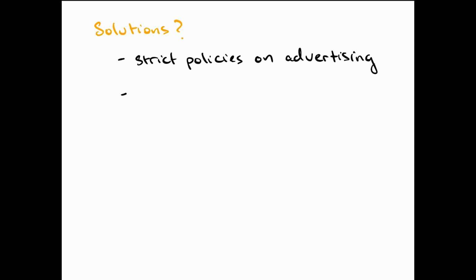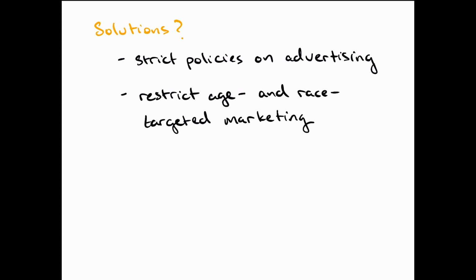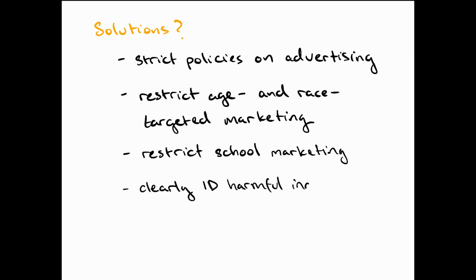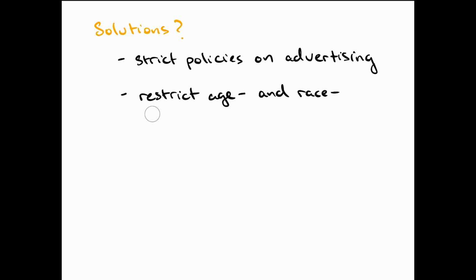So we know that diseases are caused by poor behaviors, in this case, a habit of smoking. So what are some solutions in this case? Well, we need stricter policies controlling how harmful substances like tobacco and alcohol are allowed to be advertised. We need to restrict race-targeted and age-targeted marketing, as nearly all minority populations are disproportionately affected. We need to restrict marketing in schools and children's television programs of unhealthy foods, because that can have an effect later on in life. And we need to clearly identify harmful ingredients in consumables such as cigarettes, processed meats. And in some countries, we already see this happening, but not so much in the United States.